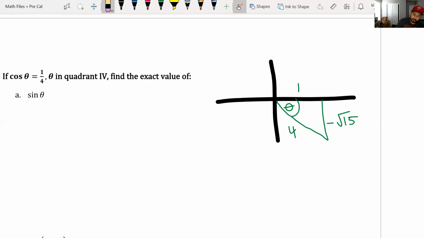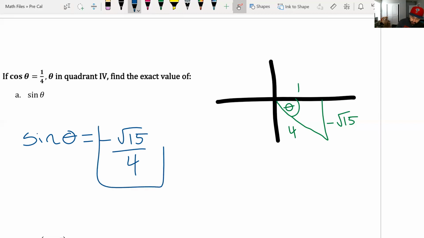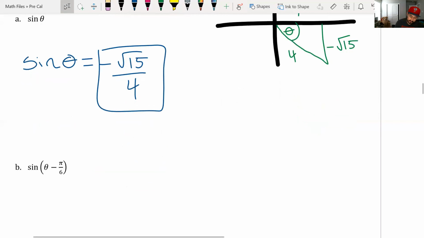Okay, so with that being said, based on our angle of theta, we can find the value of sine. Sine of that theta is going to be opposite over hypotenuse. So negative square root 15 over 4. Okay, perfect. Now move on to this one.